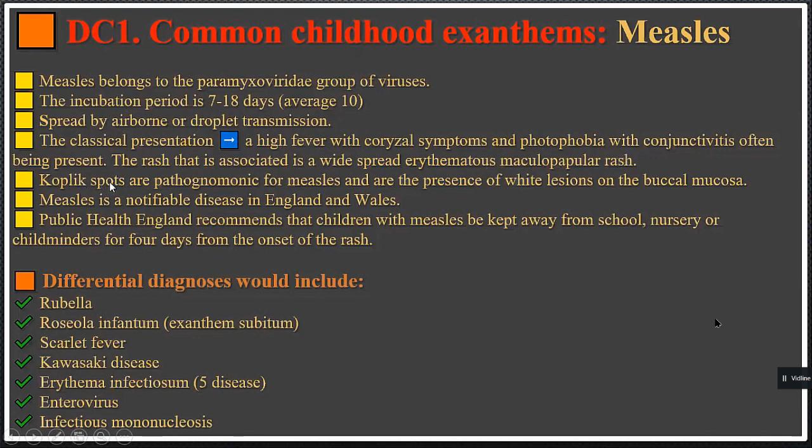And here, Koplik spots. They can give you options, which of the following features, okay, they can ask you about pathognomonic for measles, so you can choose Koplik spots. Or they can say the patient has white lesions on the buccal mucosa, so what is pathognomonic for measles, so you can choose. Or they can give you an image, so you can choose.